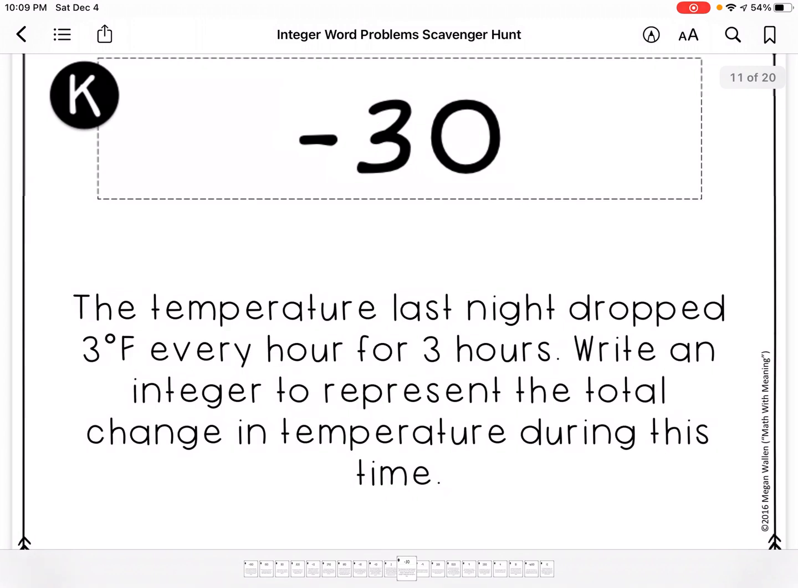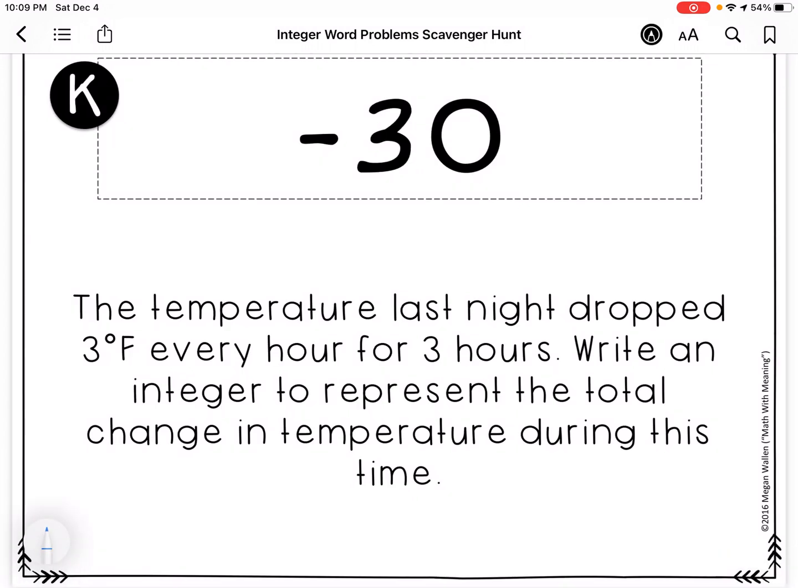The temperature last night dropped 3 degrees every hour for 3 hours. Write this integer to represent the total change during this time. So -3 times 3, I get -9.